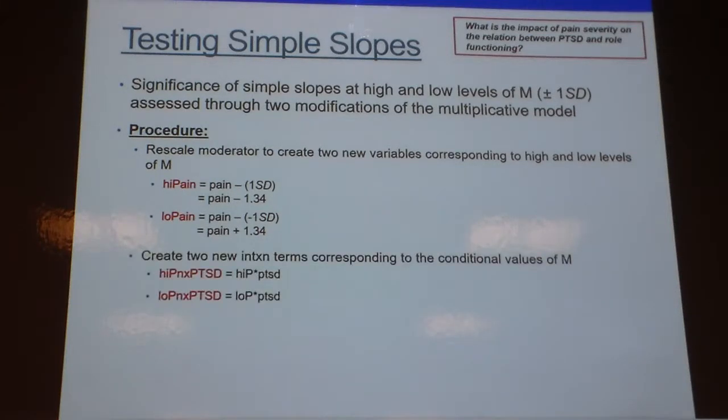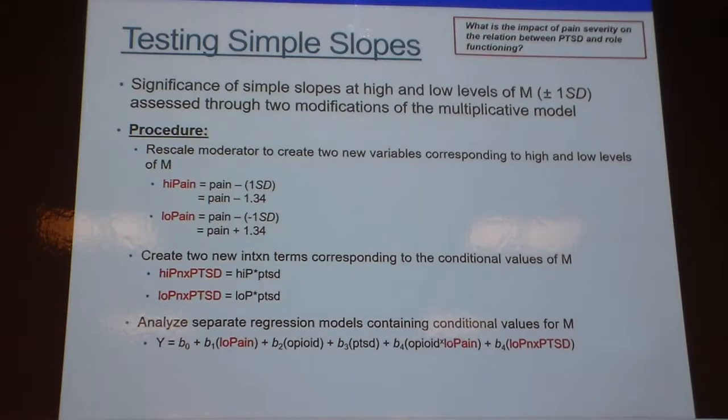So we go through, we create new variables, high pain and low pain, and then we're going to create 2 new interaction terms, right? We're going to take high pain times my centered PTSD variable, and low pain times my centered PTSD variable. So I've got new sets of variables for new models that I'm going to run.